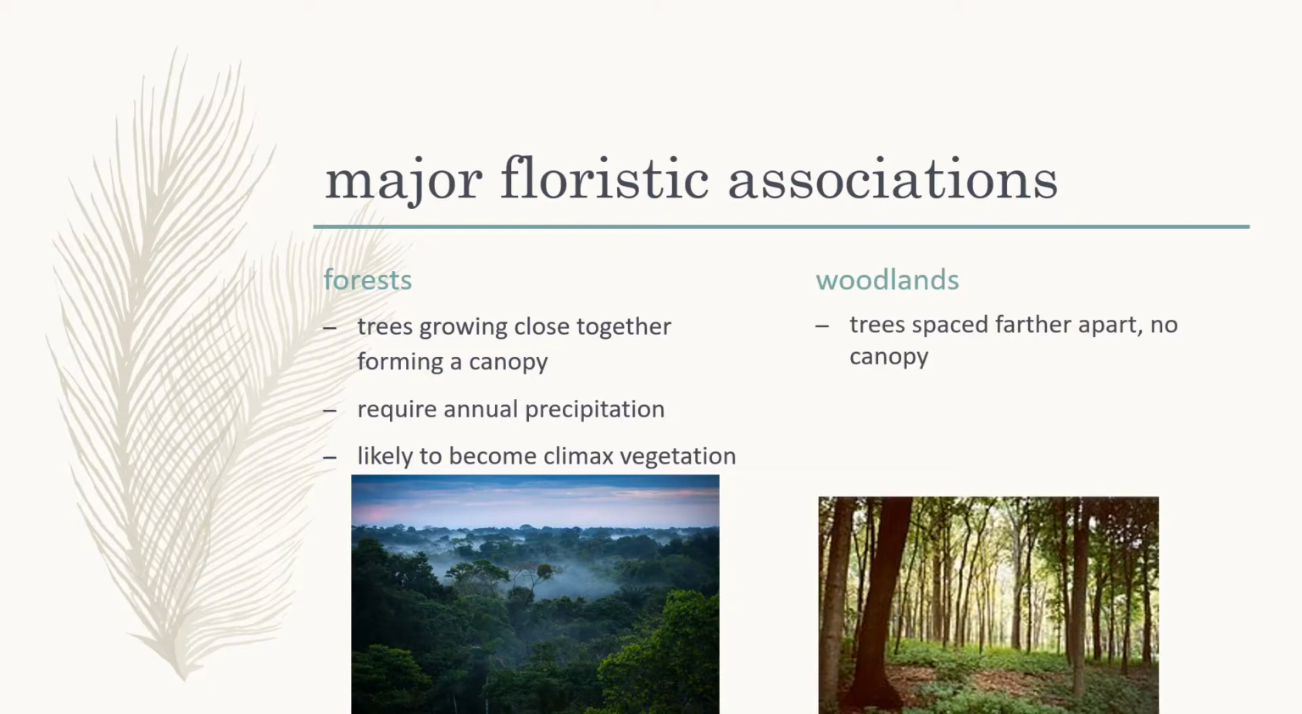Woodlands are similar to forests, however their trees are spaced farther apart and do not form a canopy. This means that the ground cover can either be dense or sparse depending on other factors. They are also generally drier than forests.